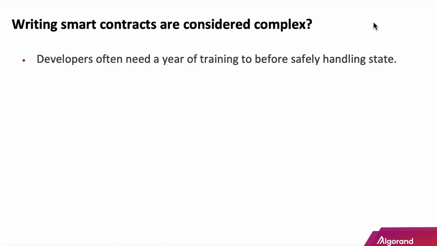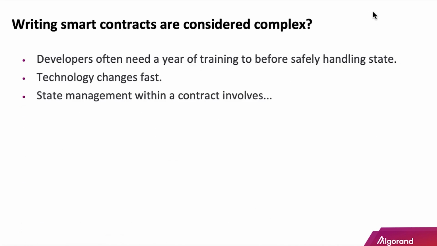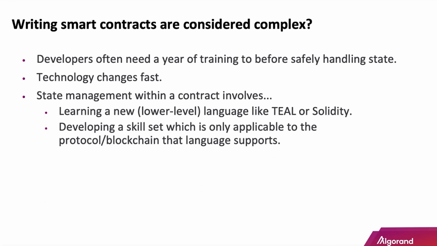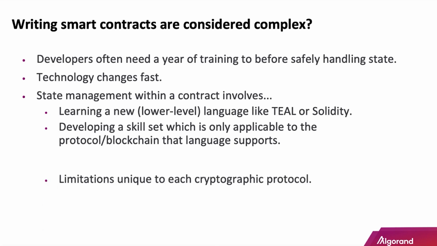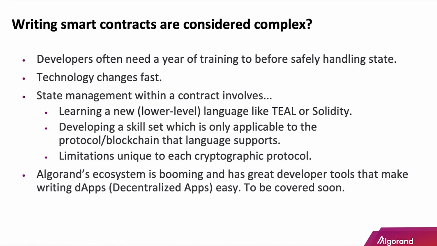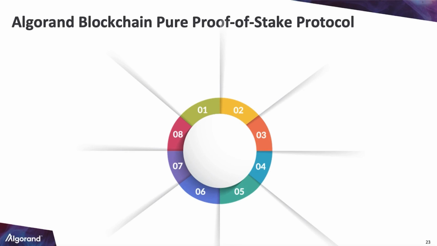Writing smart contracts is considered complex, and developers often need a year of training before safely handling state. Technologies change fast. State management within a contract involves learning a new lower-level language like TEAL or Solidity. TEAL is Algorand's underlying assembly language used for smart contracts, and Solidity is the equivalent for Ethereum. Developing this skill set is only applicable to the protocol or blockchain language that it supports, and there are limitations in each cryptographic protocol. Algorand's ecosystem is really booming, and there are some great developer tools that make writing dApps, or decentralized apps, and smart contracts easy. That's going to be covered very shortly.